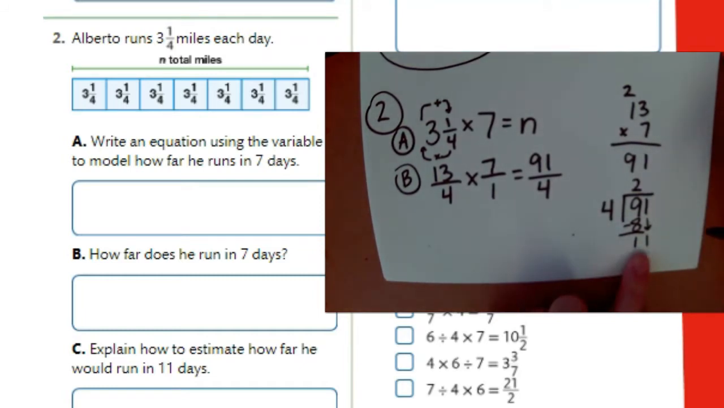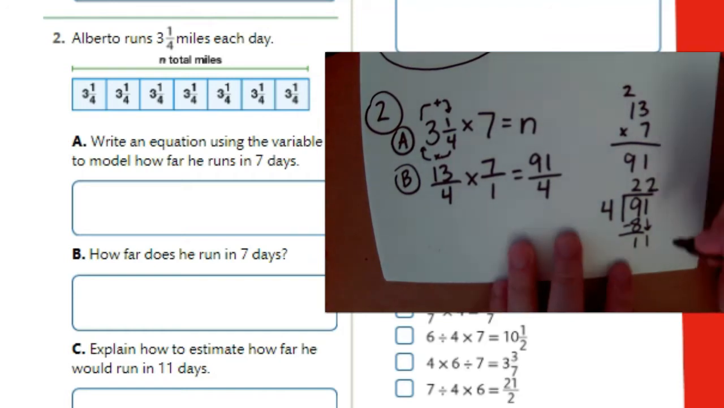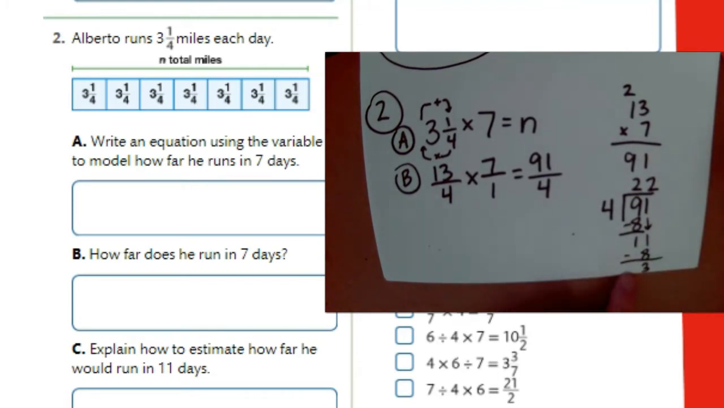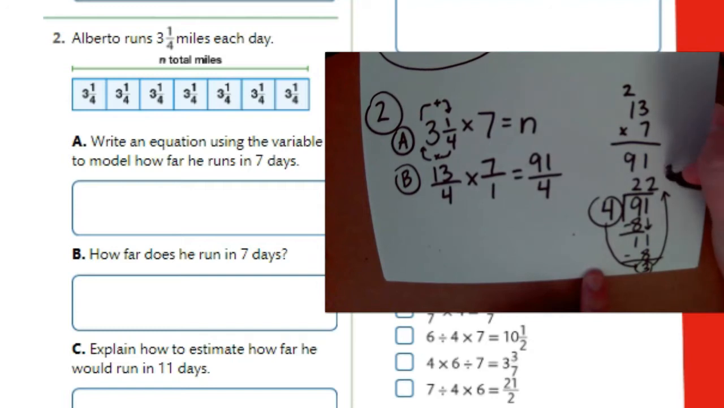4 goes into 11. Well, not quite 3 times because that'd be 12, so only twice. 2 times 4 is 8. I'll subtract. 11 minus 8 gives me 3. And that remainder becomes my new numerator. So I just take my denominator, right? Take my remainder, bring that back up here. The remainder is the numerator. The divisor is my denominator. I end up with 22 3/4.